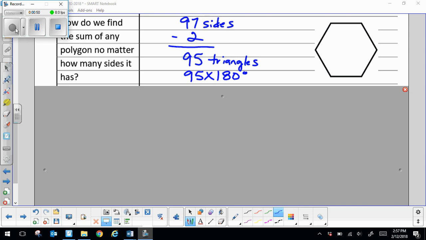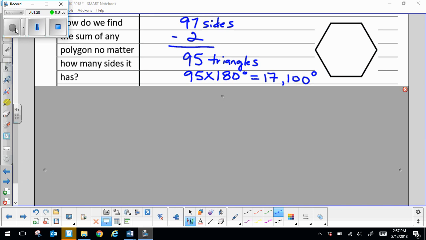And this is going to become a large number, but 95 times 180 in my calculator gets me 17,100 degrees inside a 97-sided polygon. That's a lot of sides, and that's a whole lot of degrees. But no matter how many sides the darn thing has, we can always find the total sum because we know that 180 degrees is inside our triangle.